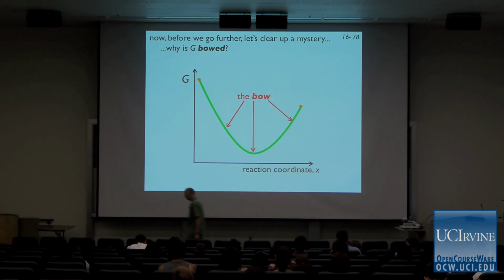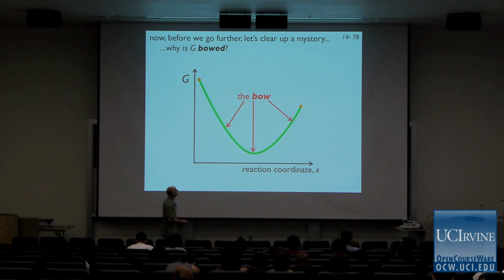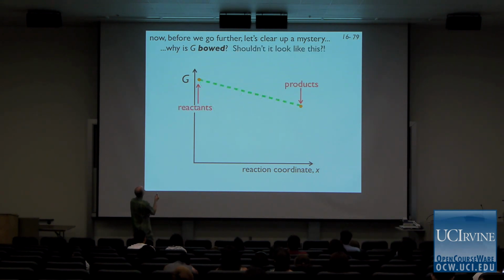Finally, I want to talk about this. We're going to call this the bow. So I think this plot is actually very counterintuitive. Why do I say that? Look, if you've got reactants here and you've got products here, the shortest distance between two points is a straight line. If this is the Gibbs energy of the products and this is the Gibbs energy of the reactants, why would the Gibbs energy of the mixture of the reactants with the products ever be less than this?